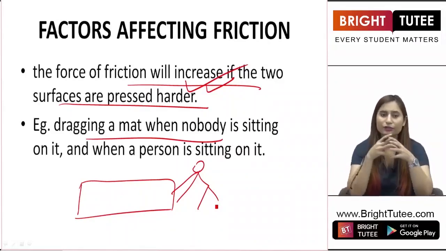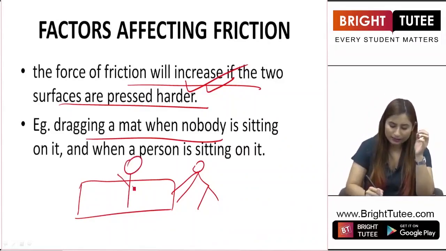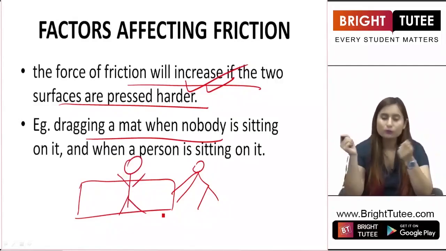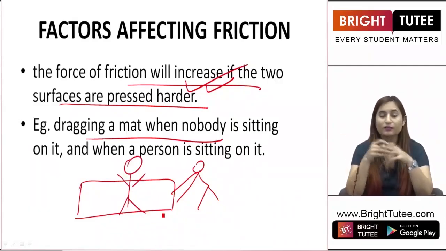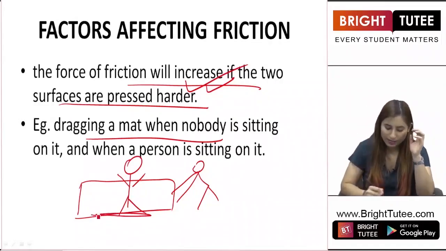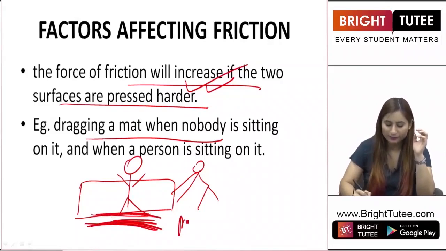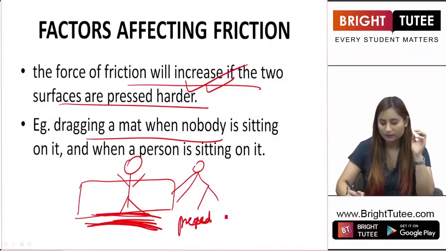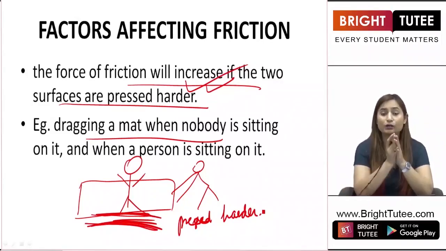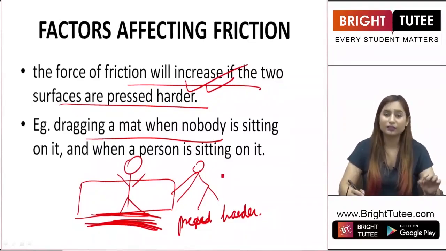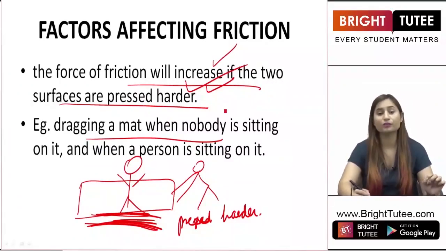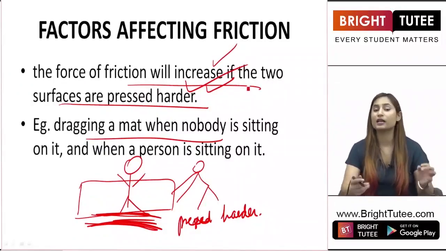It will be easy for you to drag the mat. But if there is a person standing on the mat, will you be able to drag the mat now? No, because the force on the mat has now increased. The surface of the mat and the floor are being pressed harder. As the surfaces are being pressed harder, the interlocking gets stronger. Hence, it is very difficult to move these surfaces anymore. Right? So, the first factor is that force of friction will increase if the two surfaces are pressed harder.